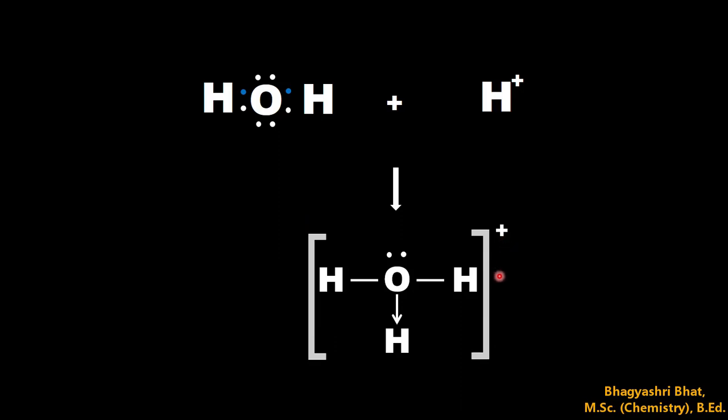Here we can see there are two types of atoms again. Oxygen, since it shares its lone pair of electrons with the hydrogen atom, acts as the electron donor, and hydrogen, since it accepts a pair of electrons from oxygen, acts as the acceptor. So this is the hydronium ion, another coordinate bond.